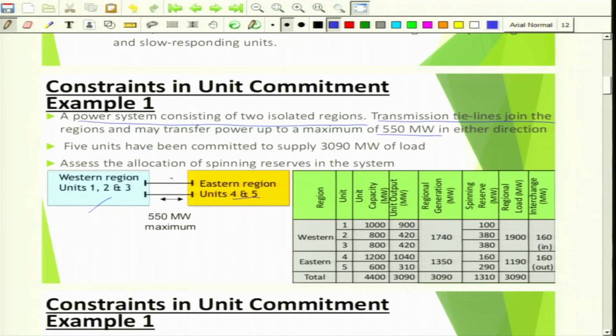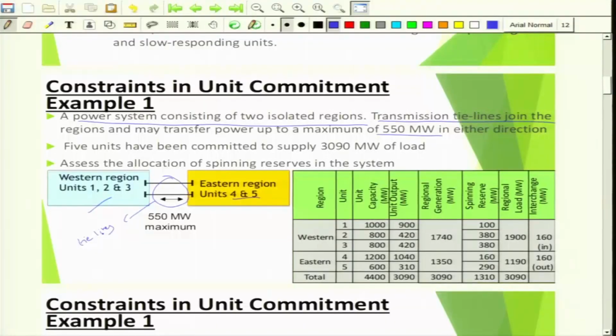So these lines are called tie lines, right? There are two isolated regions, they are connected using tie lines, and the capacity of these tie lines is 550 megawatt in either direction, either from eastern to western or from western to eastern region. Now there is certain data which is given with respect to each region.